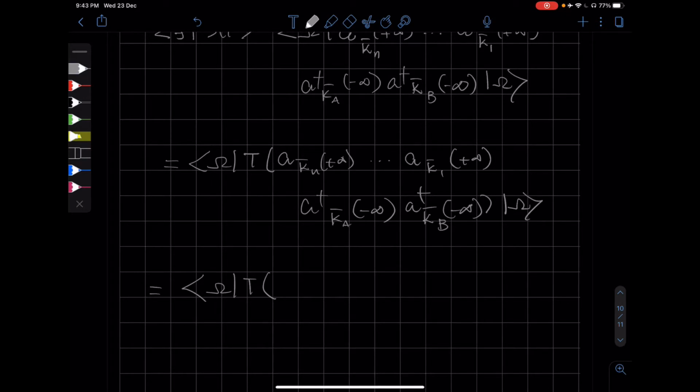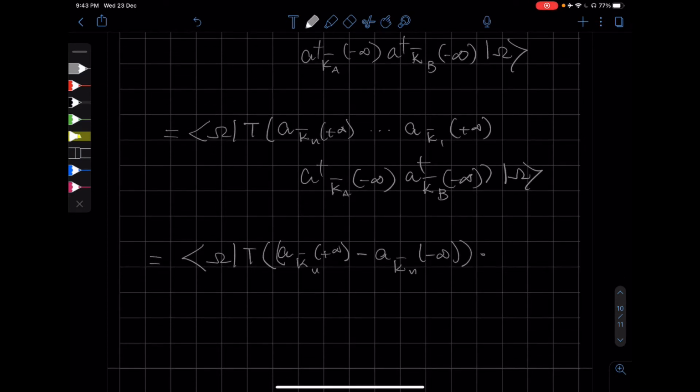to be partnered up. So we can write, say, A of Kn at plus infinity minus A of Kn at minus infinity, and then we can write each of these, K1 at plus infinity minus A of K1 at minus infinity.